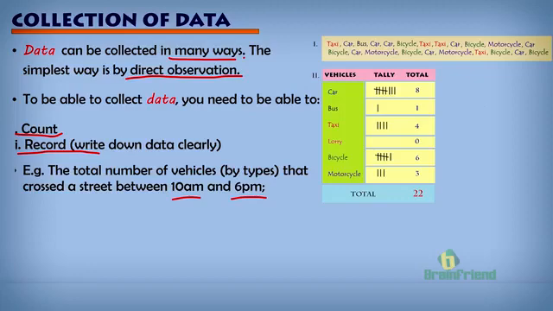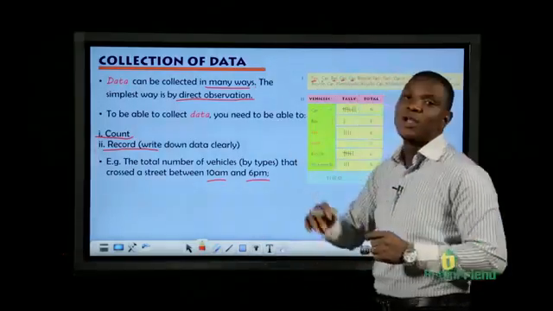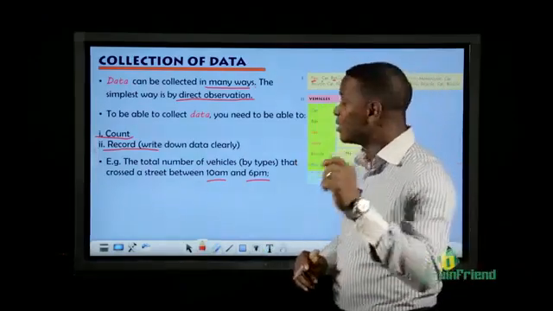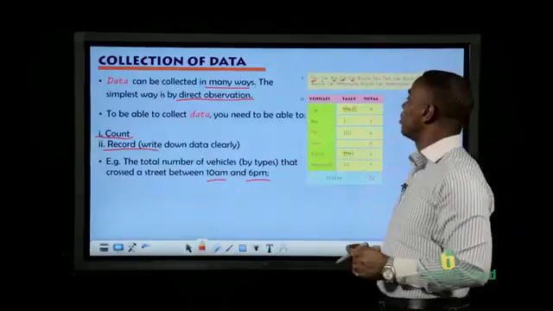So he took a paper and wrote down taxi. That was the very first vehicle he saw. Next he wrote down car. Next he wrote down bus. He wrote down car again. And so on. At the end of the day, he had 22 vehicles. At the very same time, someone else was also collecting data. But let's see how this person organized the data in a very good way.